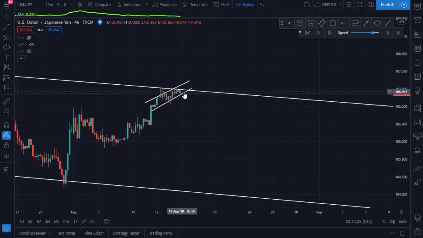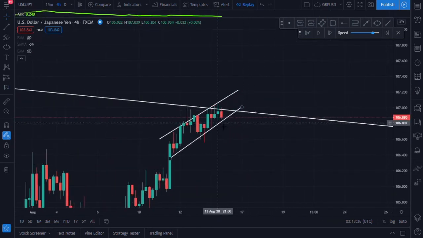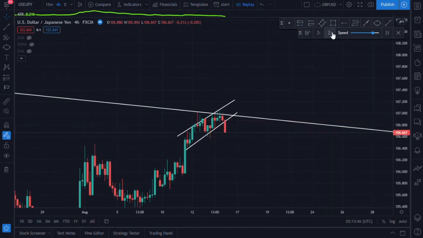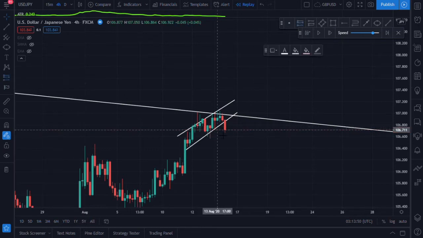Okay, so we have a nice engulfing, 1, 2, 3 engulfing pattern here right on this line. So you could get into the market as of right now, but I want to wait for confirmation. I want the market to break this rising flag pattern right here. Okay, perfect. I think that's going to be my first trade right here.